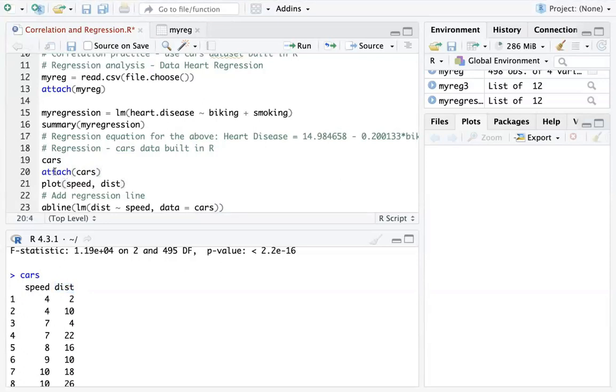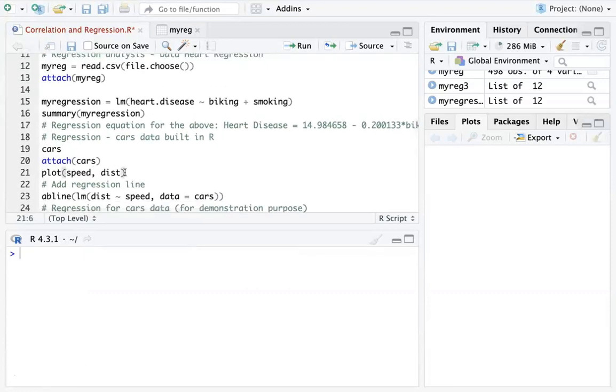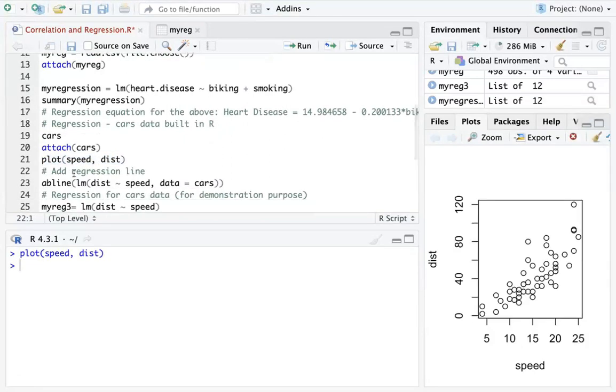Okay, in the next step, I will attach it and let's draw a plot, which means a scatter plot, between these two variables, speed and distance to stop. If I run it, it gives me this plot. And again, we can add more information here. We can add color and then we can fill it by using pch equal to 16.